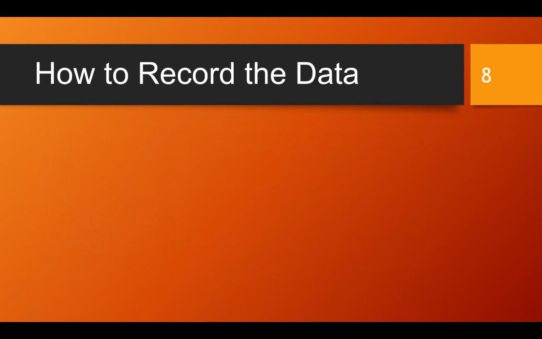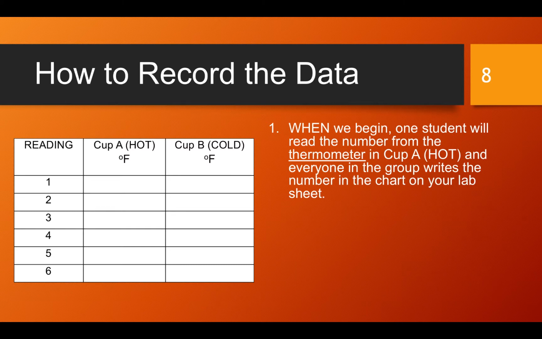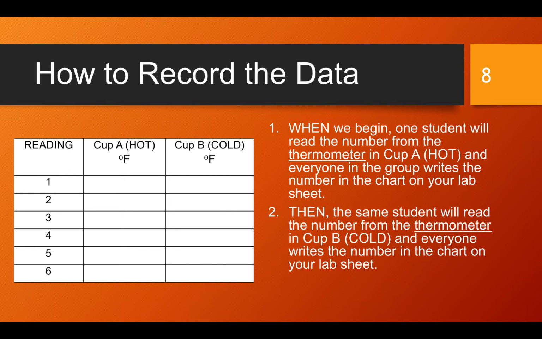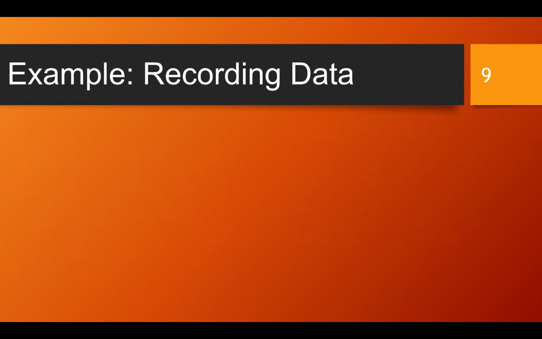How to record data for this experiment. You're going to have a chart like the one on the left. It's in your lab sheet. And when we begin, one student will read the number from the thermometer in cup A, the hot cup, and everyone in the group writes the number in the chart on the lab sheet. Then the same student will read the number from the cold B cup, and everyone will write that number in the chart on the lab sheet.